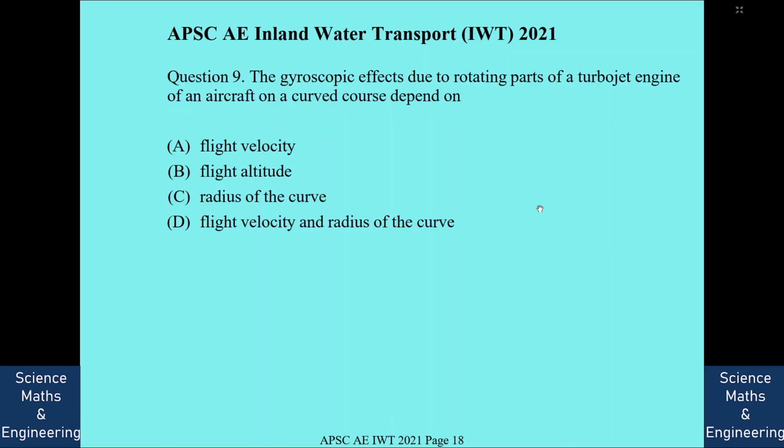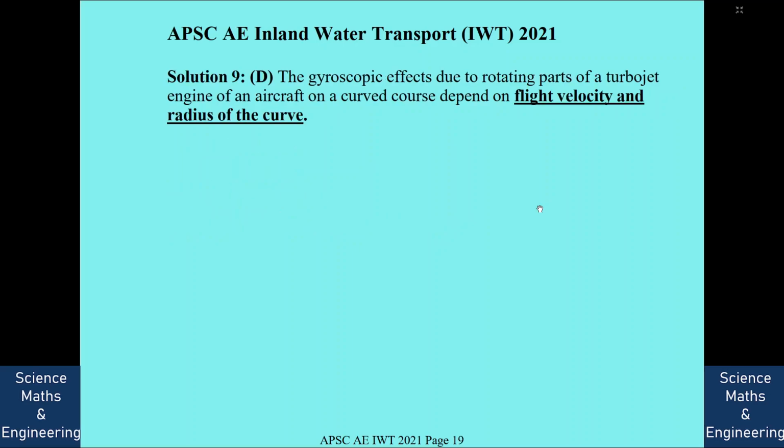Next. The gyroscopic effects due to rotating parts of a turbojet engine of an aircraft on a curved course depends on A. flight velocity, B. flight altitude, C. radius of the curve or D. flight velocity and radius of the curve. So the answer is the gyroscopic effects due to the rotating parts of a turbojet engine of an aircraft on a curved course depends on the flight velocity and the radius of the curve.